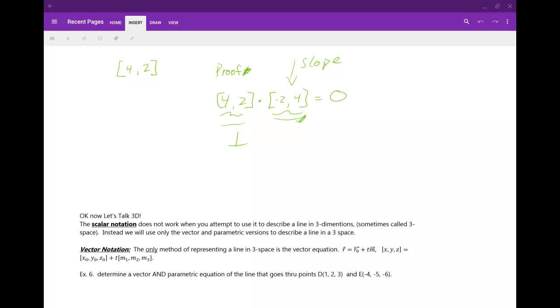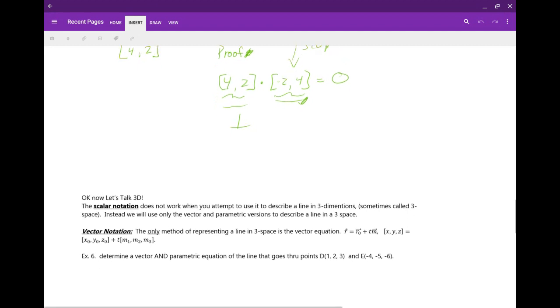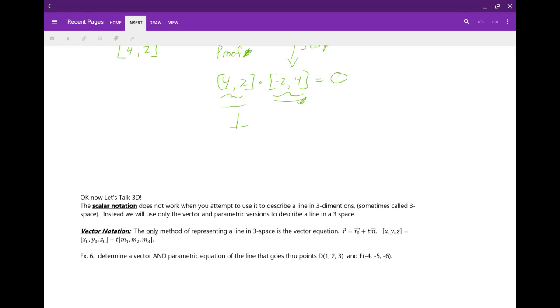Hello, today we are talking about 3D lines. It's not that the line itself is three-dimensional, it's that the line is placed in a 3D space. And we want to talk about what happens there.